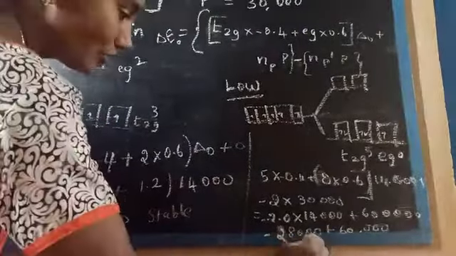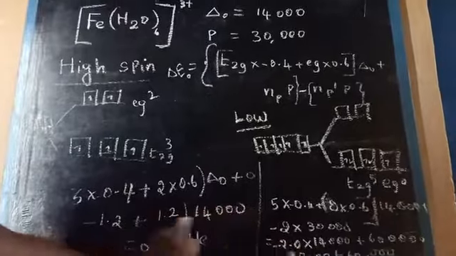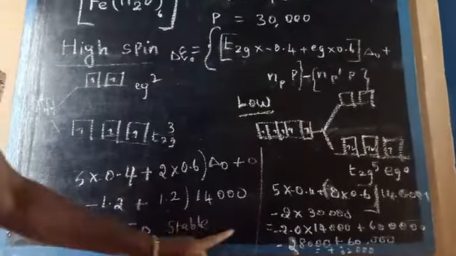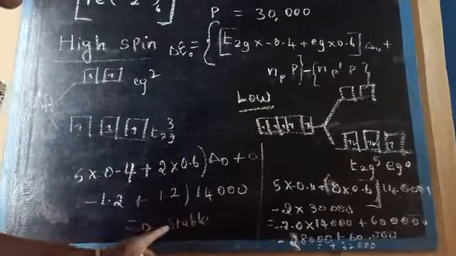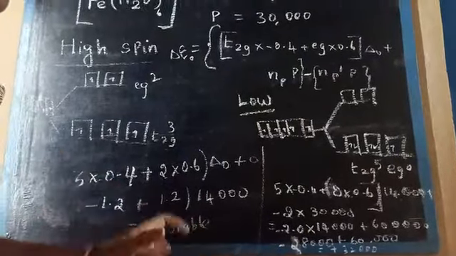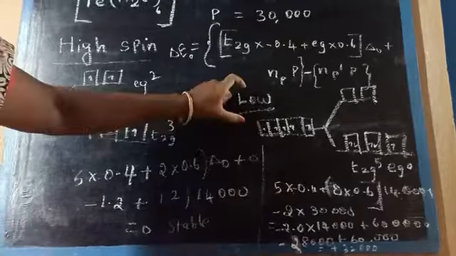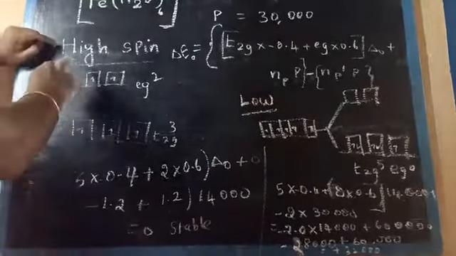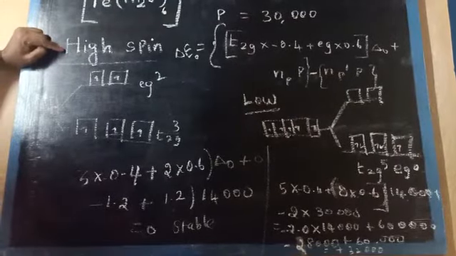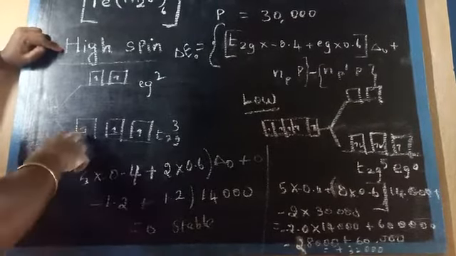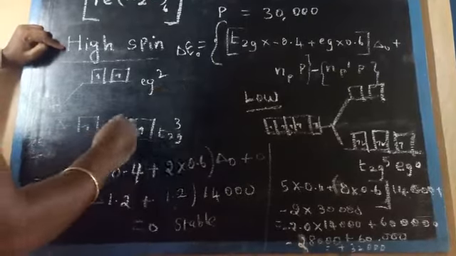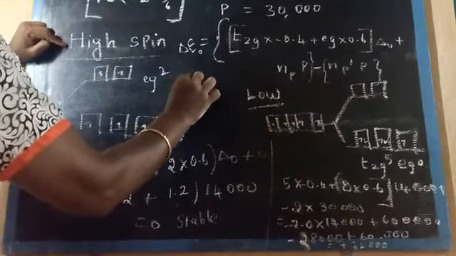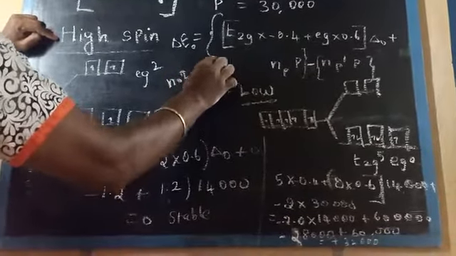So now the delta E0 value is plus 32. Now we want to compare: here 0, here 32. Which one is stable? A positive value is denoted as unstable. So now the low spin complex is not favored. Only the high spin complex is favored. Here the unpaired electrons are more. How many unpaired electrons? The number of unpaired electrons is 5.